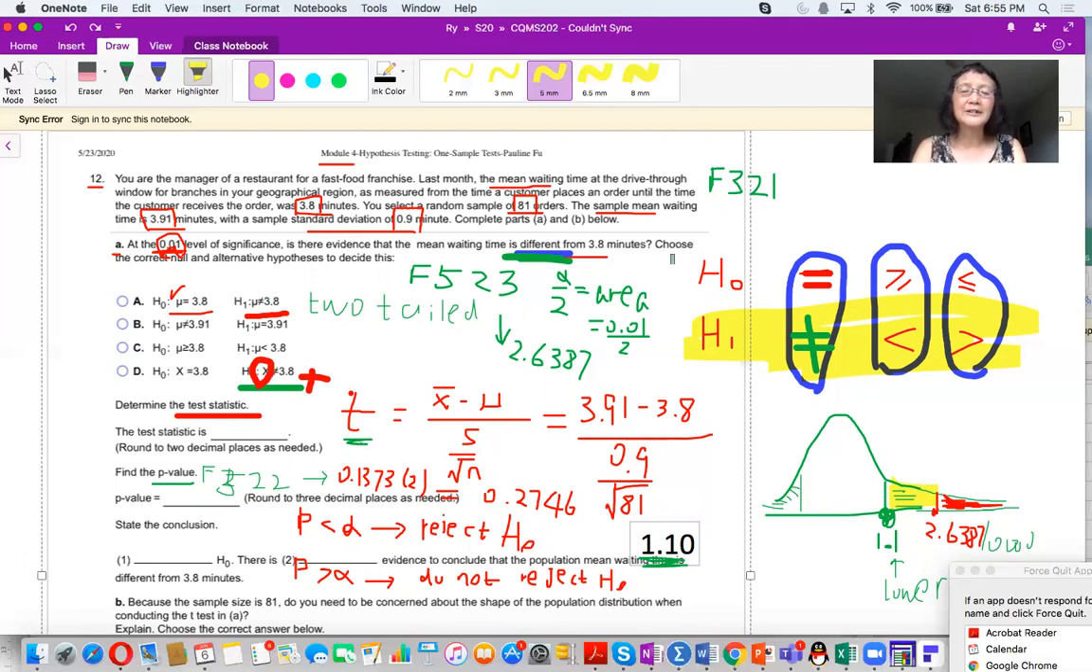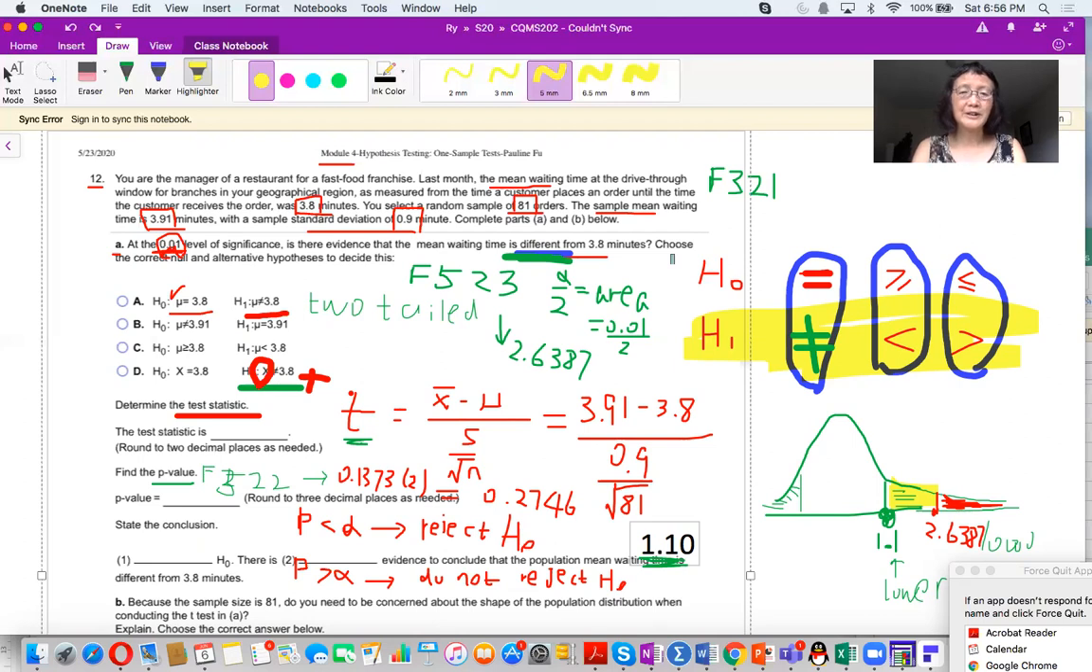Then your calculator asks you X bar, meaning sample mean. You type in 3.91, that is your X bar. And your calculator asks you SX, meaning sample standard deviation, that is 0.9. And lastly, the calculator asks you sample size N. Type in 81. Do not type in 80 because you are asked for sample size, not degrees of freedom.